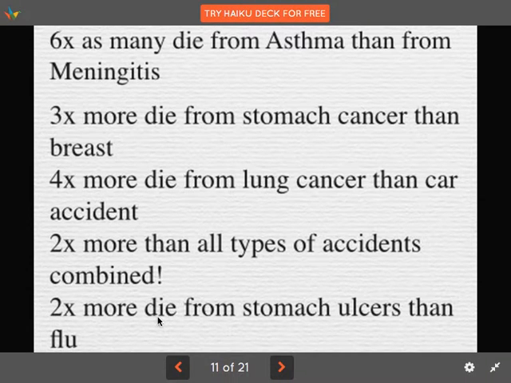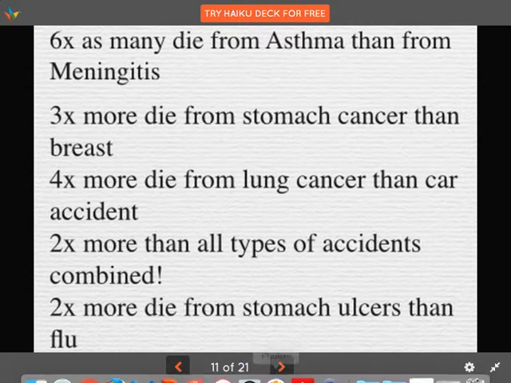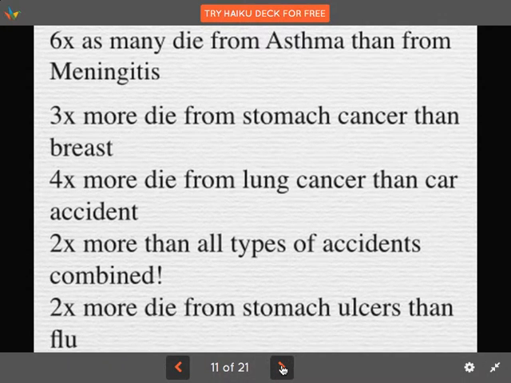And then 2 times more people die of stomach ulcers than the flu. Number 4 should have been B. Again, more people would have probably guessed the flu. They hear about that on the news, and you rarely hear about people dying of stomach ulcers on the news.